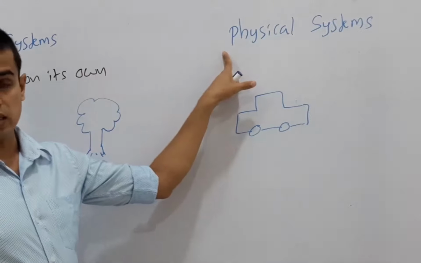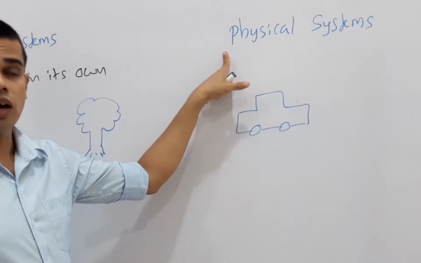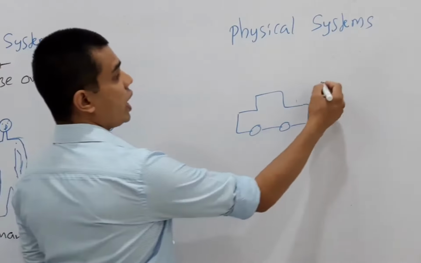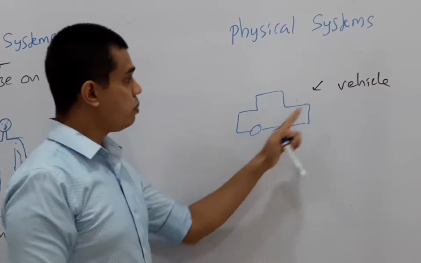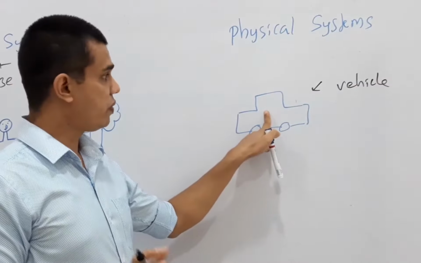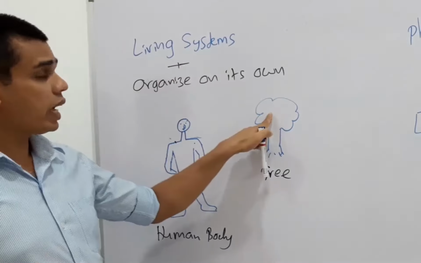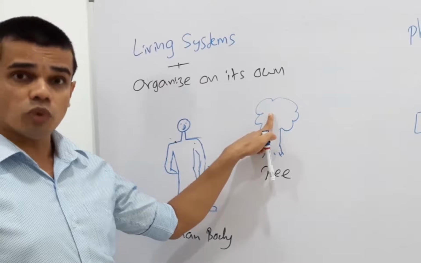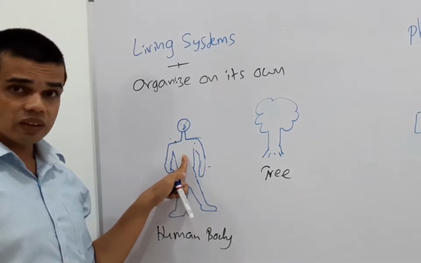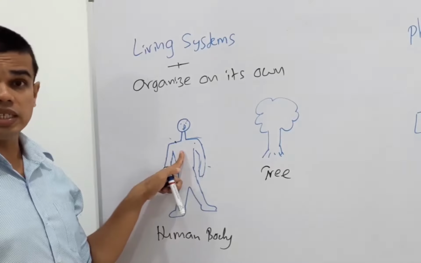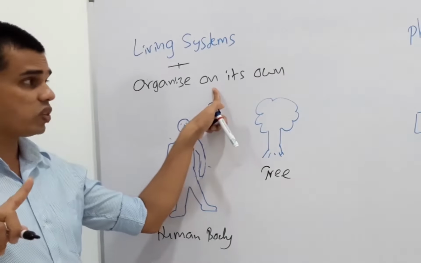The other thing is physical systems. They can't grow or develop on their own, so someone has to make them. A vehicle is a physical system. Why? People make the vehicle, that's all. If there's a failure, it can't recover. But living systems, if there's a failure, can overcome it. The human body has an immune system, which cures diseases that come into the human body on its own. No external influence is required.